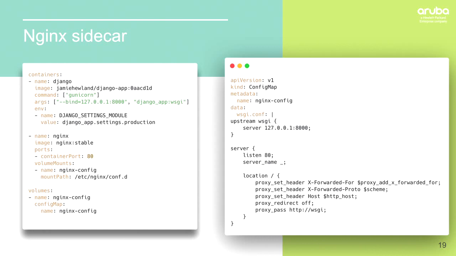And then on the right, we have a config map, which we're going to talk about a bit more. But that's a Kubernetes construct just to configure things. So you can set up a config file. And you can see at the bottom, we have a volume that puts this config file in a volume used by the nginx container. Cool.